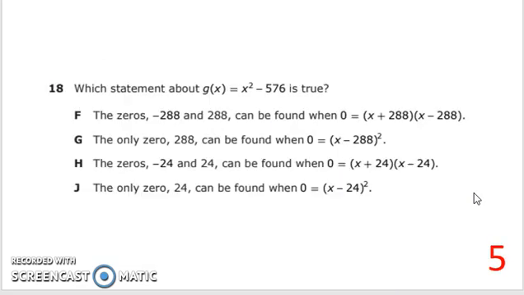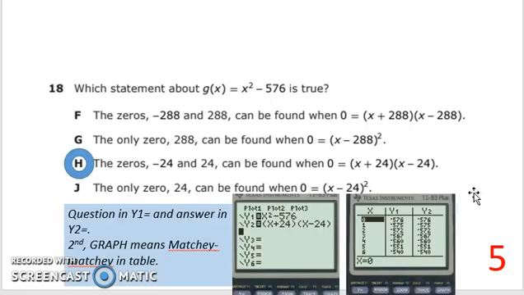Number 18, see how I'm skipping around? I'm not going sequentially. Got an equation in the question, equation in the answer. This one's an easy y1, y2, matchy-matchy.